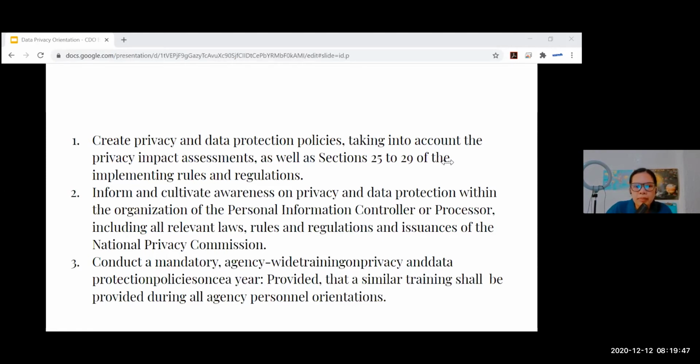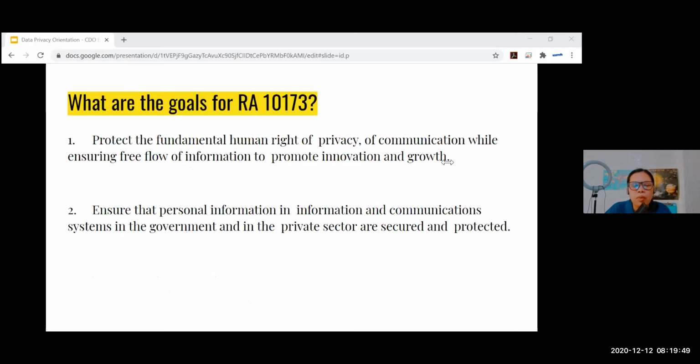But really, what is Republic Act 10173? This law was created to protect the fundamental human right of privacy of communication while ensuring free flow of information to promote innovation and growth. As startups, that is where you are all focused on, right? We're trying to come up with new ideas, new services, new products. We're trying to innovate and we're trying to grow.